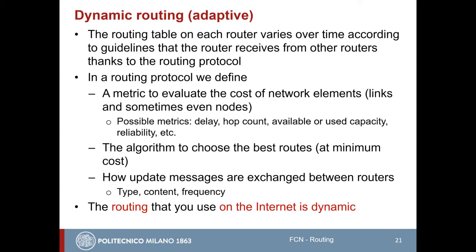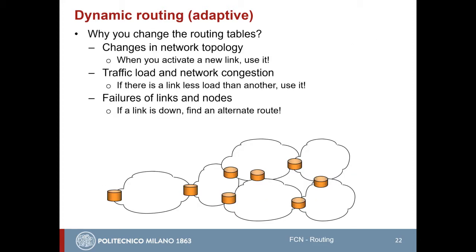so at the end, the routing function that is performed is dynamic. It's able to adapt automatically to changes in the network topology. What is the advantage of having a dynamic routing function? In this way, you can change the routing tables whenever you have a change in the topology.